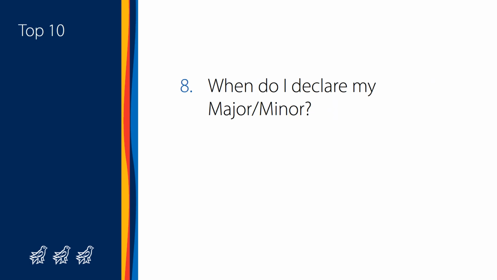When do I declare my major or minor? The earliest that you would officially declare a major and/or minor would be at the end of your first year. You can declare and make changes later than this, but this would be the earliest that you can declare a major or minor. And it's generally advisable that you declare your major at the end of your first year.